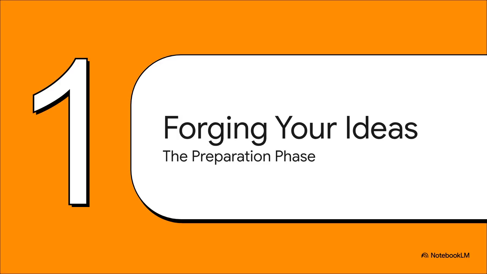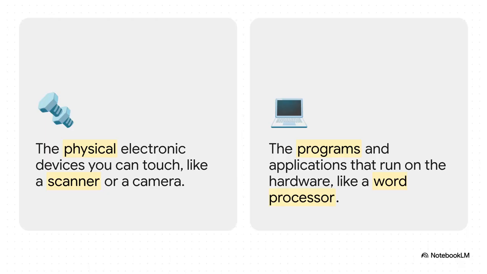Before you can even think about sharing an idea, you've got to give it some kind of form, right? This is the preparation phase. It's like a workshop where your raw idea gets shaped into something tangible, whether you're typing up a report, editing a photo, or recording your voice. Everything we use really just boils down to two categories: hardware and software. Hardware is all the physical stuff you can actually touch: your camera, your keyboard, your microphone.